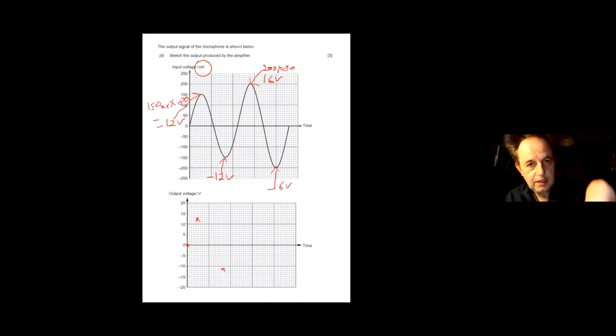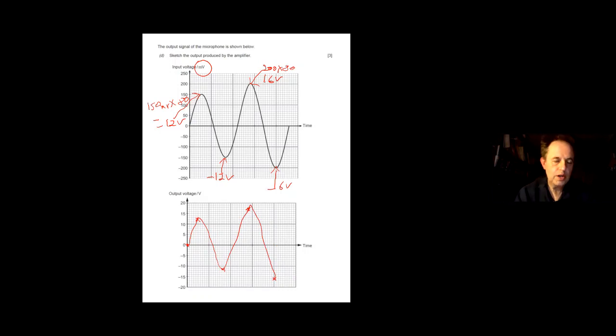And 16 volts corresponds there, and I've got minus 16 corresponding to there. So what I'll do now is simply sketch the same shape. Okay, there's no need to worry about clipping distortion in this case because 16 volts was saturation and I'm not going bigger than saturation itself.